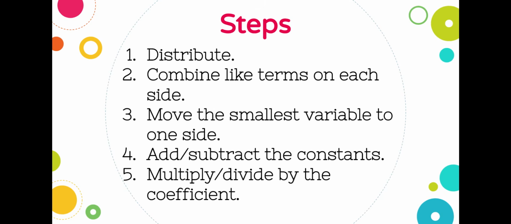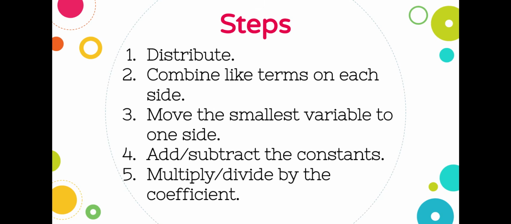Now, step 3: once we have simplified each side of the equal sign, we can move on to step 3, where we work on moving the smallest variable to one side. This is what we did with 2-step equations. We're moving the variable over so that we only have the variable on one side. Then step 4 is to add and subtract the constants, because remember, you want to move them to the opposite side. And then step 5 is to multiply or divide by the coefficient when the variable has a coefficient.